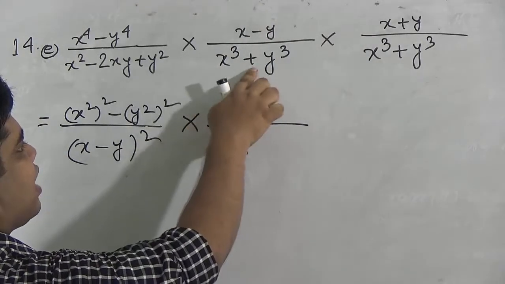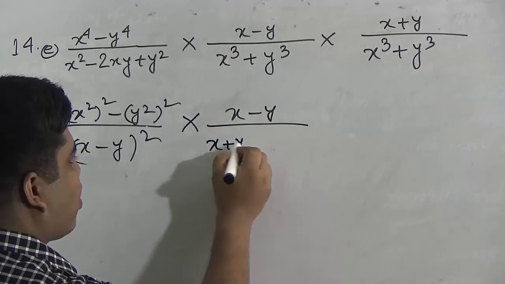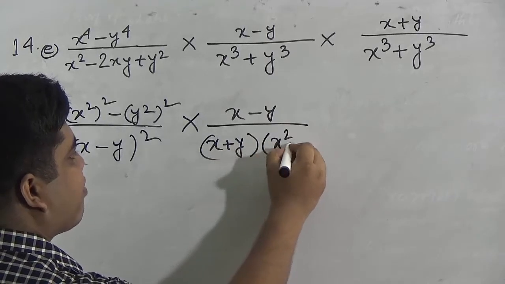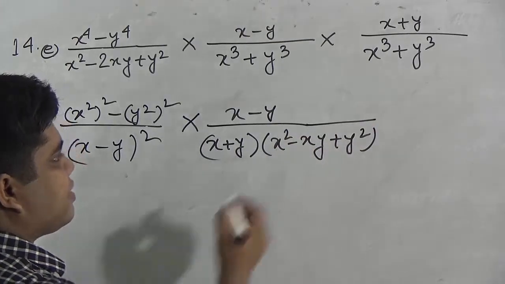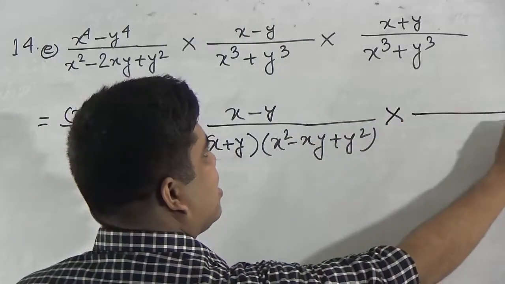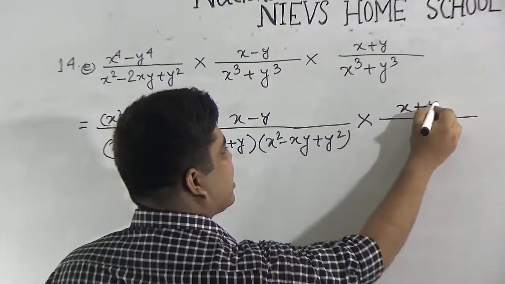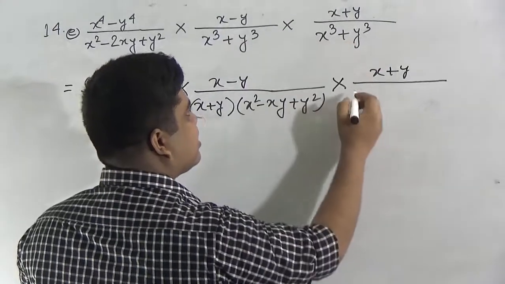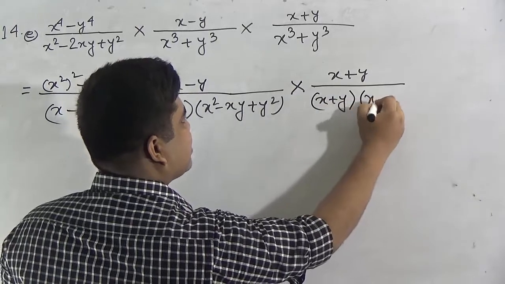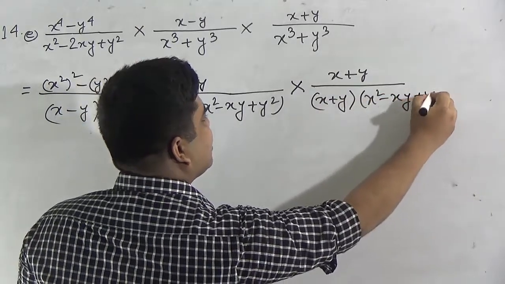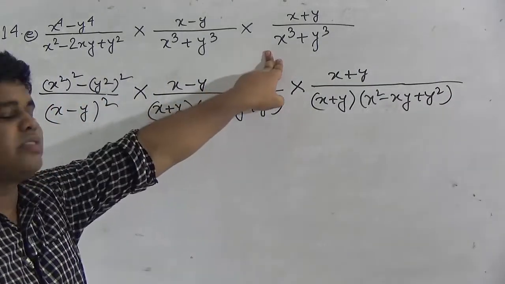And x cube plus y cube, we write it by the formula as x plus y into x square minus xy plus y square. And next, x plus y cannot be resolved, so it remains the same, that means x plus y, and we write x cube plus y cube by the formula x plus y, x square minus xy plus y square. We have already learned this formula in chapter 4.